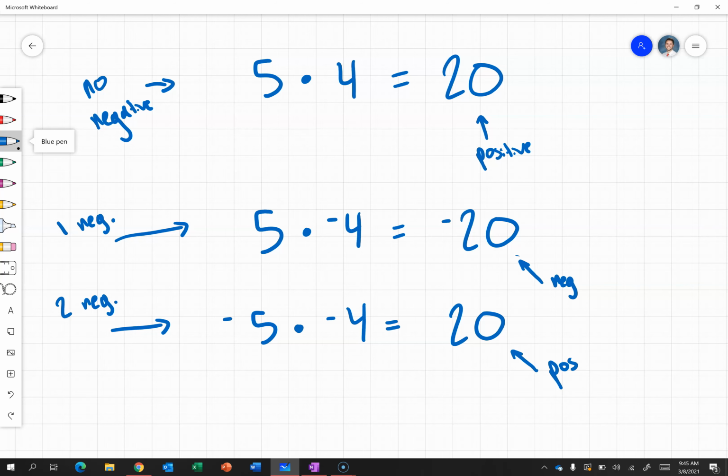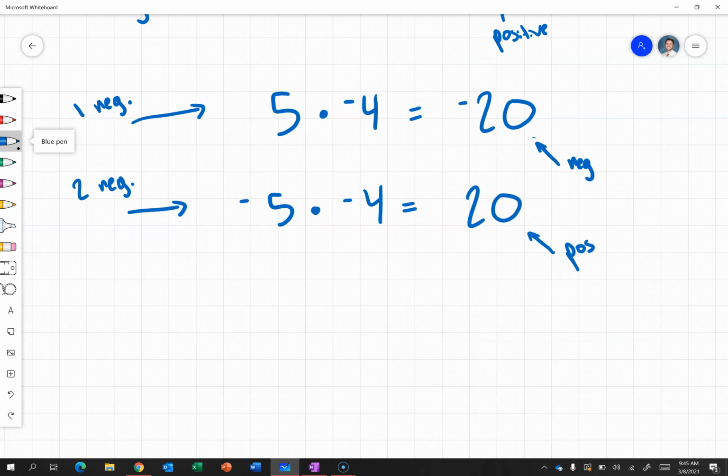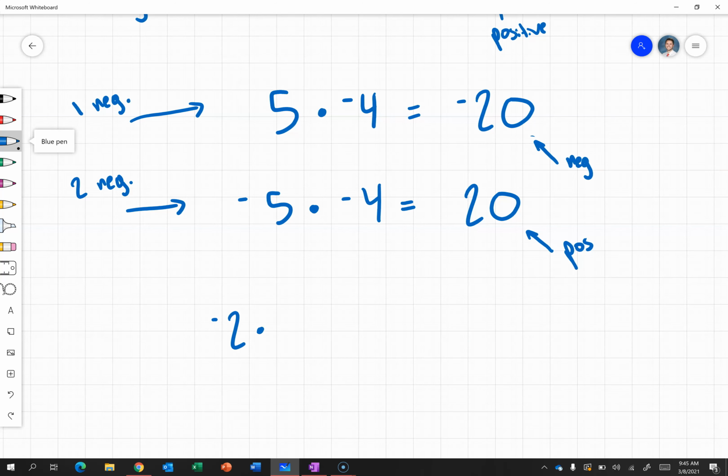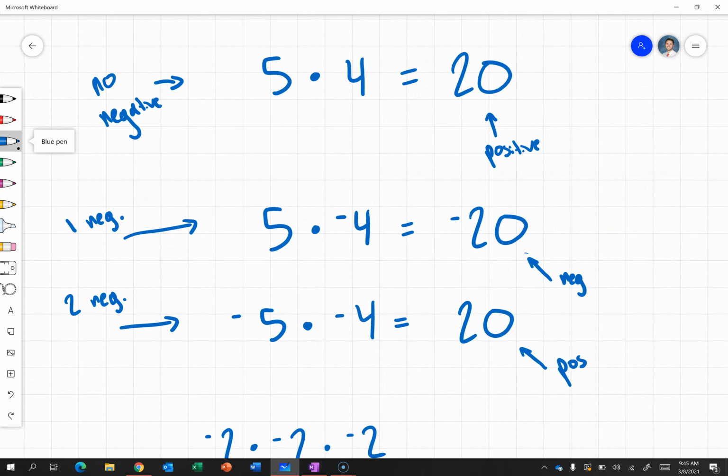Now let's think just for a second, what if we had 3 numbers and they were all negative? So let's do a relatively easy one here. Let's do negative 2 times negative 2 times negative 2. Now if you had to guess, do you think this is going to be positive or negative? Let's look at our previous ones. So when we had no negative signs in our multiplication problem, our answer was positive. When we had 1 negative sign, our answer was negative. And when we had 2 negative signs, our answer was positive.